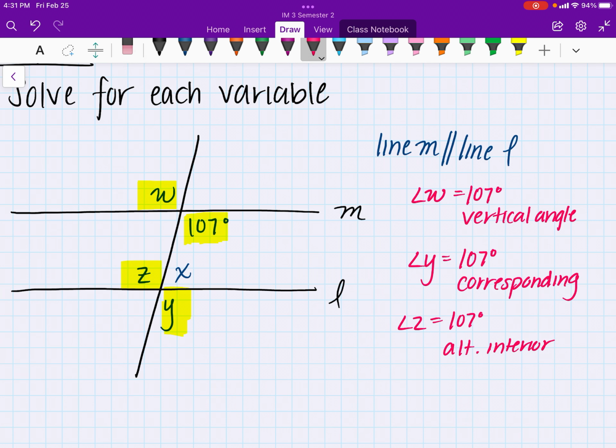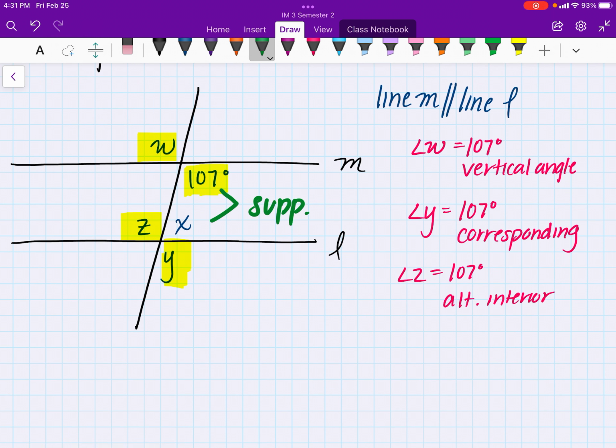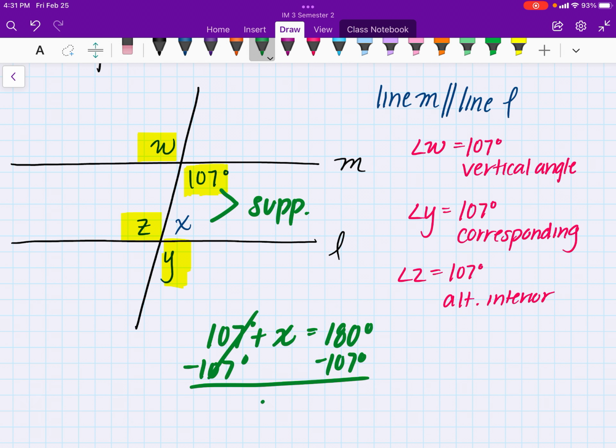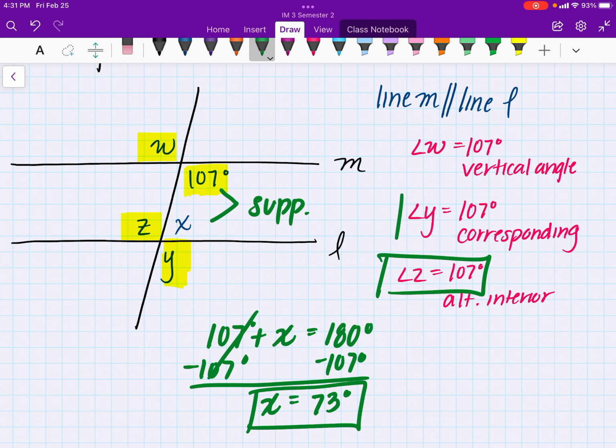All right, now that just leaves us with X. We said that angles that are on the same side inside are going to be supplementary. So if I want to solve for X, let's go ahead and make an equation here. I have 107 plus X is going to equal 180 degrees. Now, if I want to solve for X, I'll subtract 107 from both sides, and that is going to give us 73. So our answer for X would be 73, and that would be 107 for W, Y, and Z.